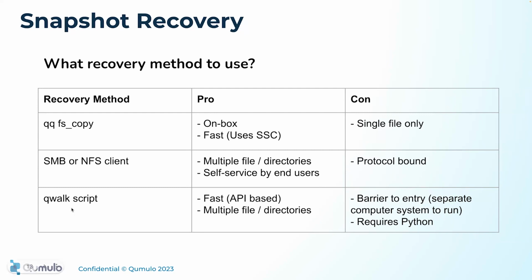You can also use a QWalk script, which is fast because it's API based. You can do multiple files and directories. The con of using QWalk is that there's a barrier to entry. You need a separate computer to run it in, and it requires Python and a slight bit of Python knowledge, not a whole bunch, but you do have to be comfortable with getting Python up and running and making this guy work. Now, if you have to do a massive file system recovery due to some emergency event, QWalk is going to be the thing to use.